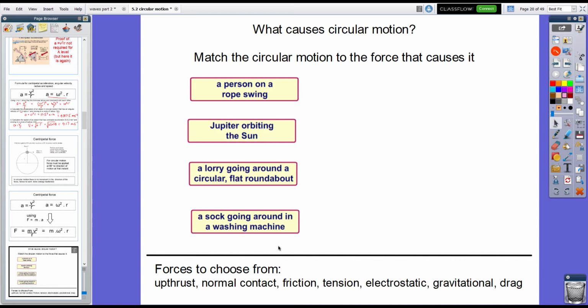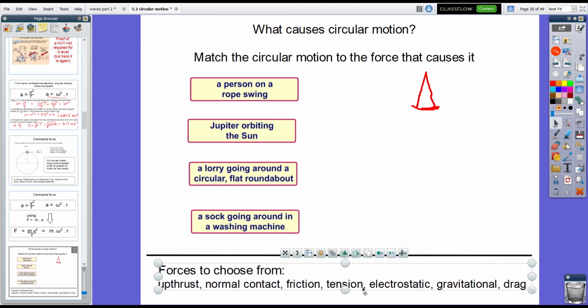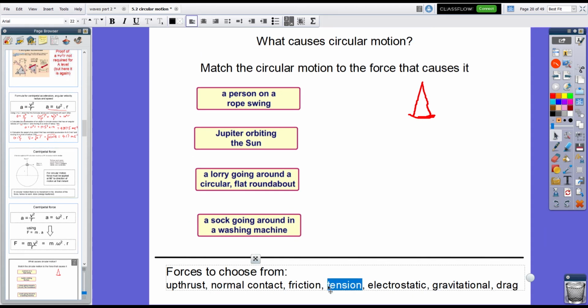You can choose from these ones down here. So, a person on a rope swing. You've got a person swinging on a rope swing at the bottom of the arc. They're swinging forwards and backwards in a little arc of a circle. What's the force? Well, clearly the fundamental force making them do that is a tension in the rope. I would suggest there's a tension in the rope that's pulling them.